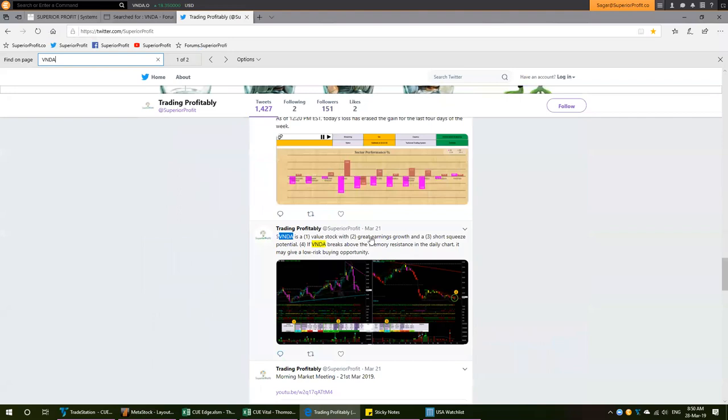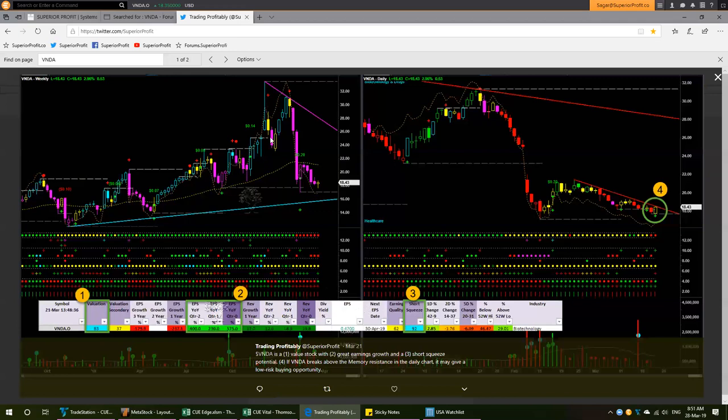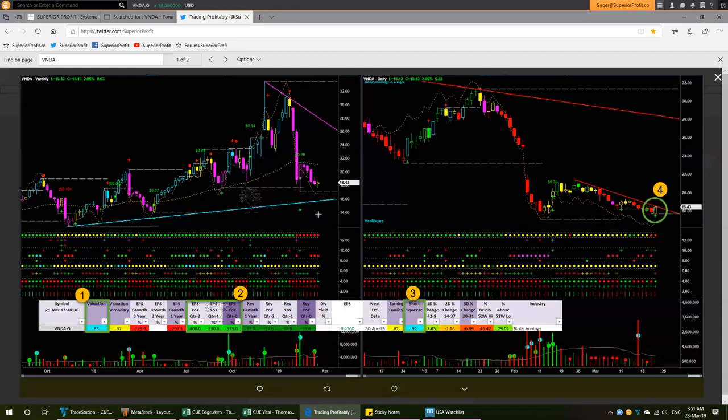Yes. March 21. This is the snapshot I shared on our Twitter channel, and this is how the stock looked at that time. The weekly had bullish shape, neutral color. It came to the long-term watermark support level and it was reversing from there. In the daily, it had a bullish shape candle, and at that time, price was just below the memory resistance. Fundamentally, it had good valuation, optimal valuation, value stock, and with excellent earnings growth. It had a short squeeze potential when I shared it.